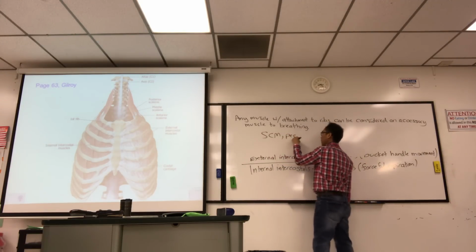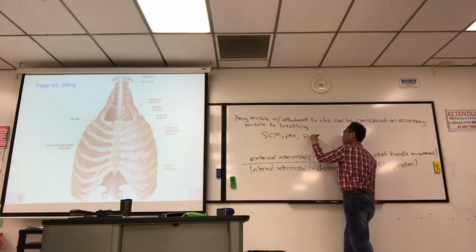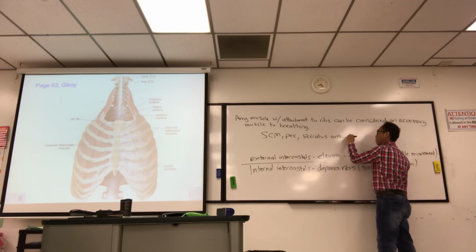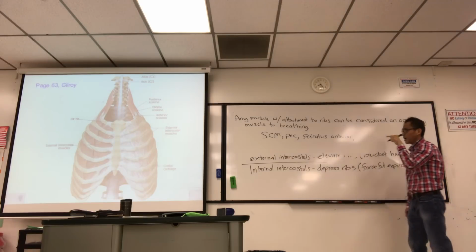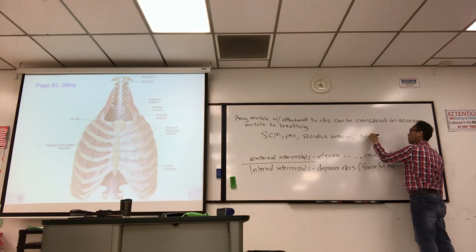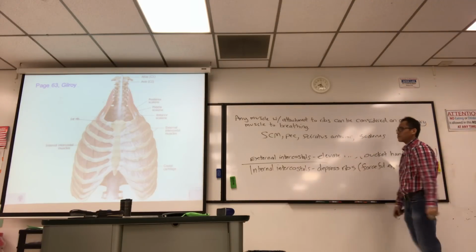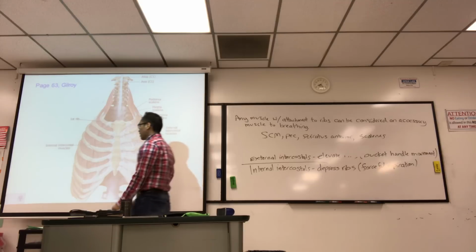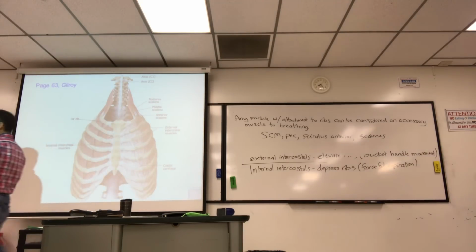Pecs: pec major, pec minor, serratus anterior. I'm just blurting out the ones off the top of my head. Scalenes: anterior, middle, posterior. Okay, just to name some. There's others, but that's the concept. Attach to the rib, you can move the rib cage, you can help breathe.